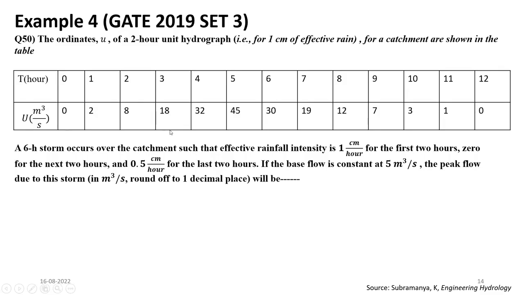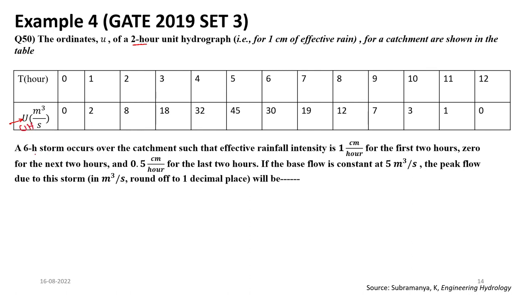So this I have taken from GATE 2019 set 3, question number 50. So let's read the question. The ordinates U of a 2 hour unit hydrograph. So note down, 2 hour unit hydrograph. That is for 1 centimeter of effective rainfall, for a catchment, are shown in the table. So they have already given these unit hydrograph values.